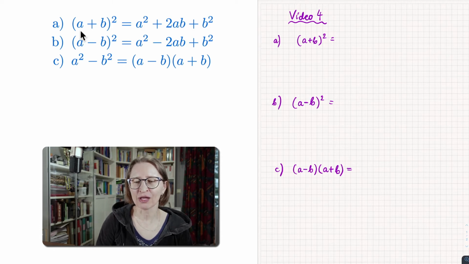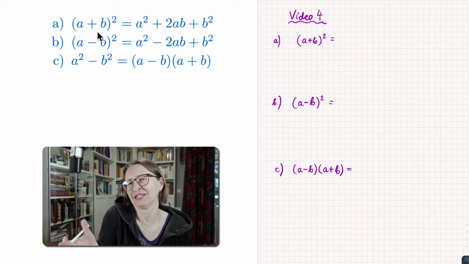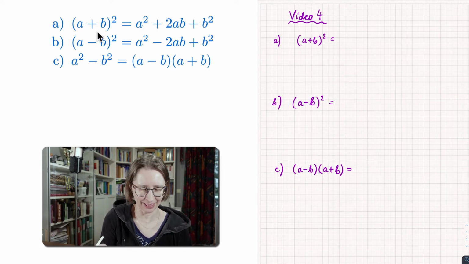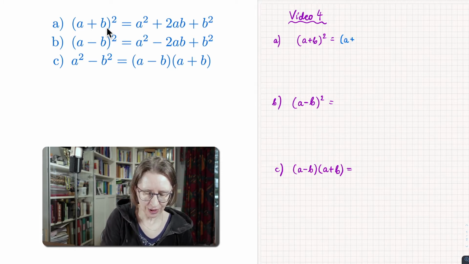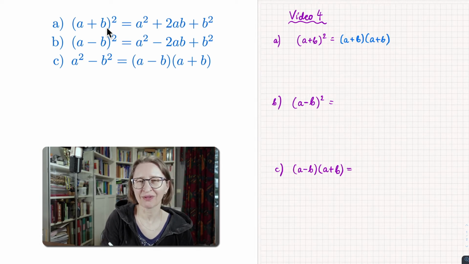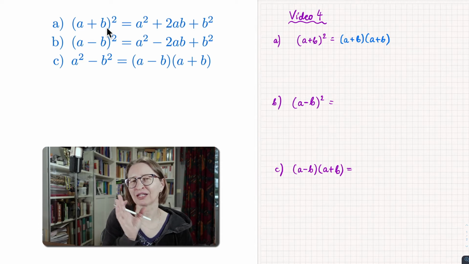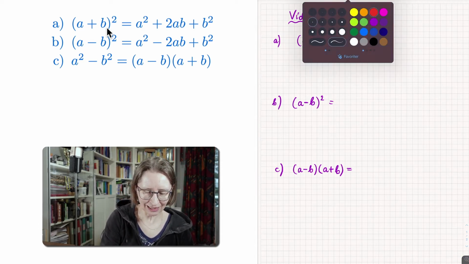And I will prove them just by going from the left-hand side to the right-hand side and showing that I get the same result. So I start in the first formula from a plus b all squared. You know that squaring means multiplying the same number twice with each other. So it is simply equal to a plus b times a plus b. And you remember we have proven the formula for a product of two sums in the previous video. So now I know exactly how to do this.